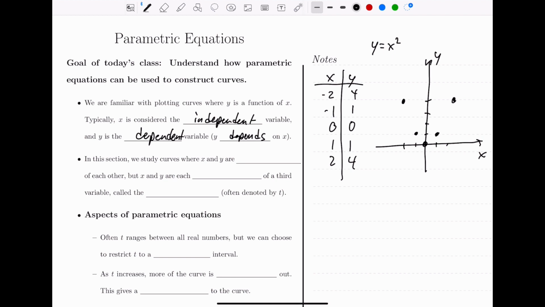And we know from experience that this graph is the parabola. So it looks something like this. And we would connect these points with a smooth curve and get a rough picture of what the graph looks like. That's something that we've seen previously.